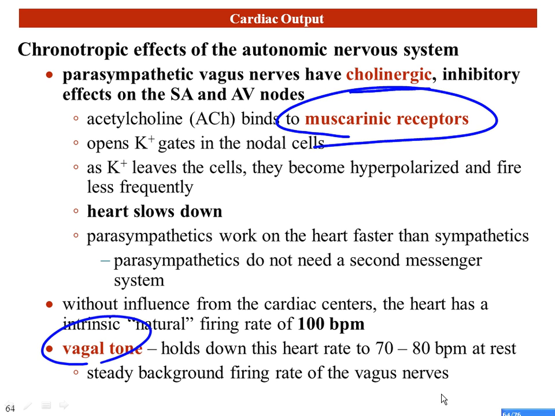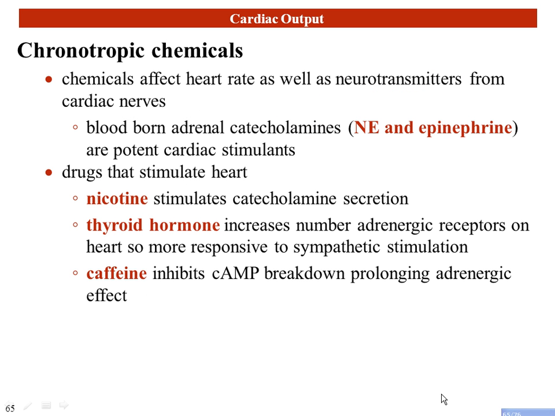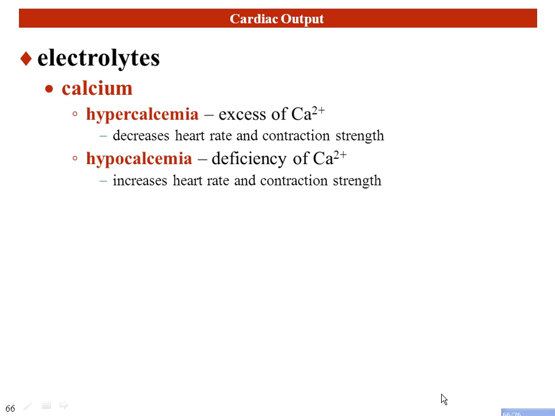So what is the inherent rate of the SA node? The inherent rate of the SA node is 100. Resting heart rate is 72. So there's constant parasympathetic input going into the SA node at rest here. Some additional chronotropic agents, nicotine, thyroid hormones, caffeine, they all speed up the heart rate.